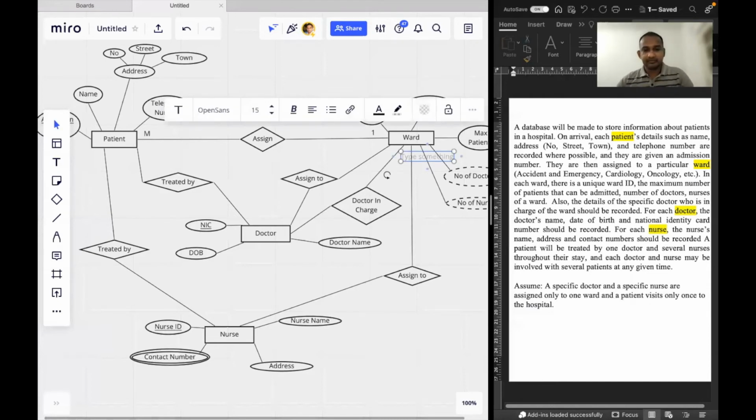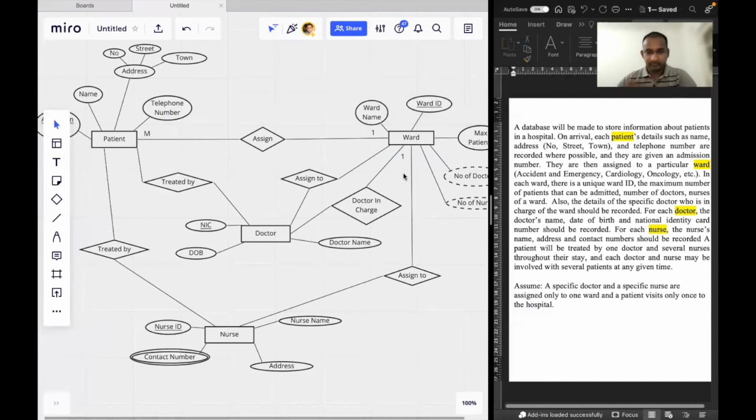1. And put the cardinality ratio to the other side. Take one ward. If you take one ward, how many doctors are in charge? Usually there should be only one doctor in charge. It is mentioned in the scenario also.